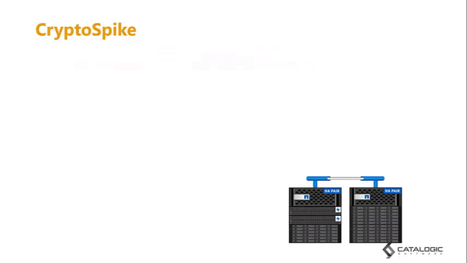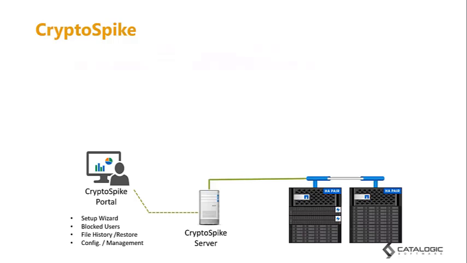So the typical NetApp environment shown here, we've got a HA pair. We then have our CryptoSpike server, centralized management point, single pane of glass to manage the system. From here, you can run through the setup wizard, you can add your cluster in, you can set up your F-policy servers, and from there, you can manage the system. You can also, from here, view blocked users, so any users that have been completing actions that they shouldn't be on the SVMs, volumes, and shares that are being monitored. Effectively, they will be blocked.